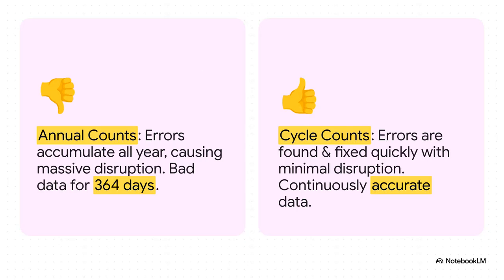Getting to long-term accuracy really requires a core shift in philosophy. The old way, that one massive, super disruptive annual count, is just fundamentally flawed. It basically guarantees you're operating with bad data for most of the year. The modern approach, the better way, is rolling cycle counts. You count a small number of items every single day. This causes minimal disruption, it catches errors right as they happen, and it keeps your data continuously accurate.